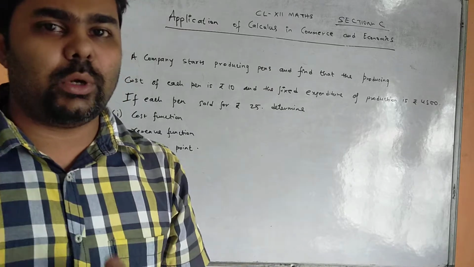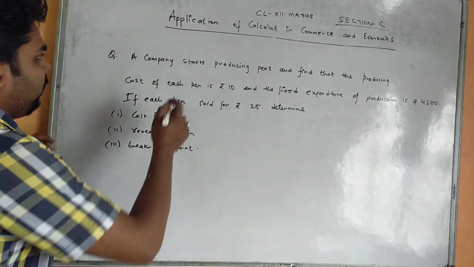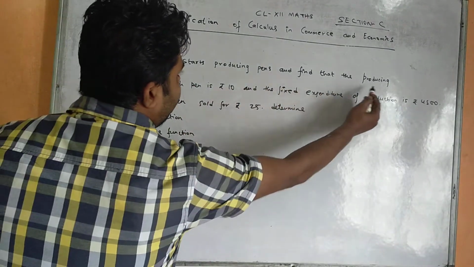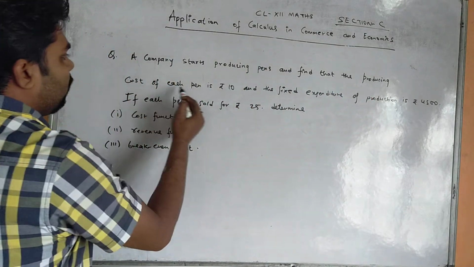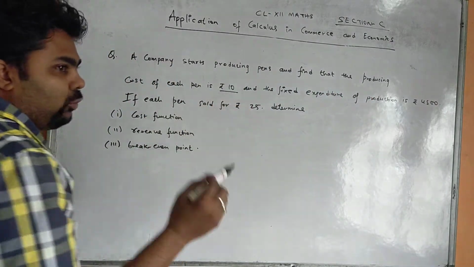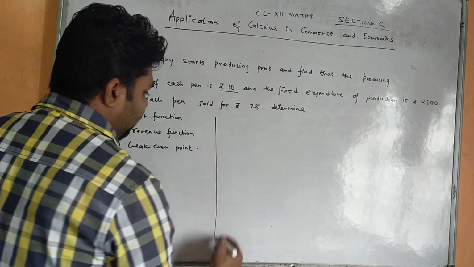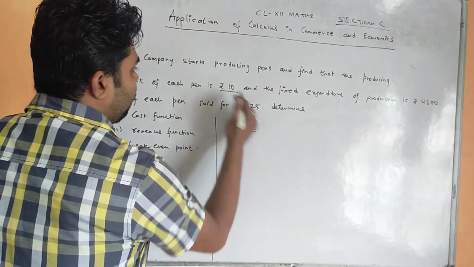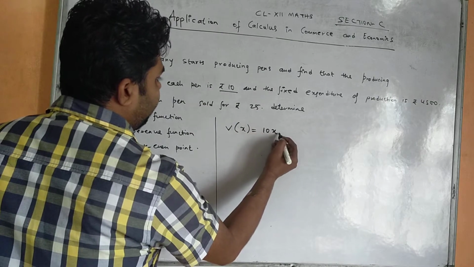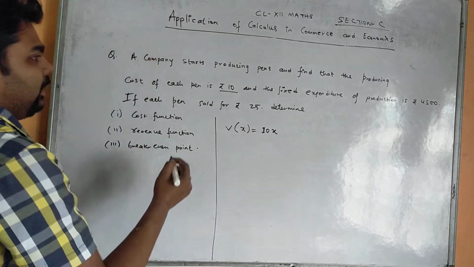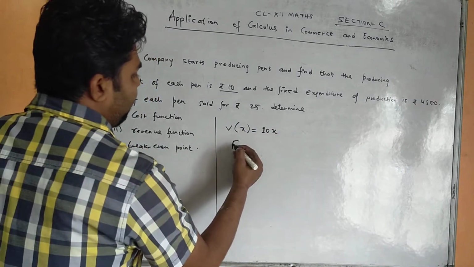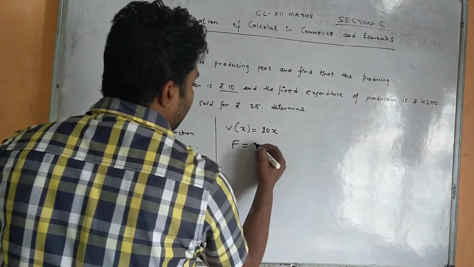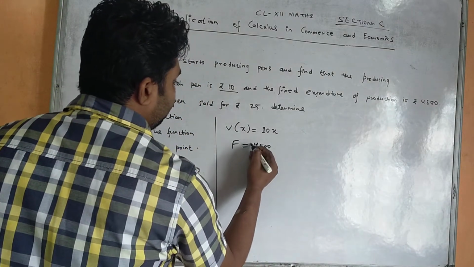First we'll note down what is given in the question. In the question it is given that the producing cost of each pen is rupees 10. That means to produce one pen, the expenditure is rupees 10. That will come under variable cost. That means v is here 10, so it will be 10x. And the fixed expenditure of the production, that is capital F, is given here as 4500.